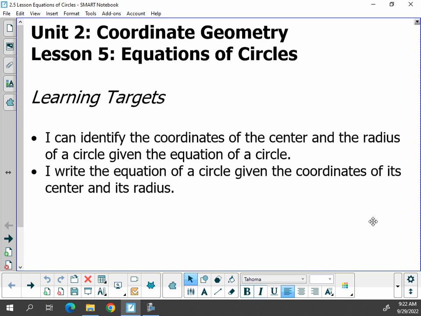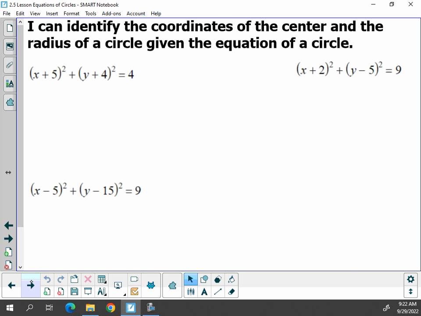Hey y'all, today we're going to continue talking about the coordinate plane, and we're going to start talking about circles in the coordinate plane. So just like we can graph lines, we can actually graph circles in the coordinate plane.